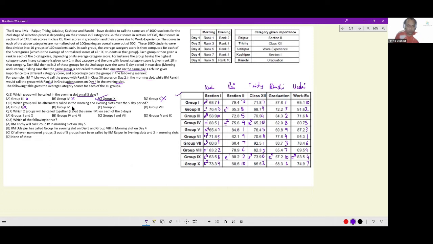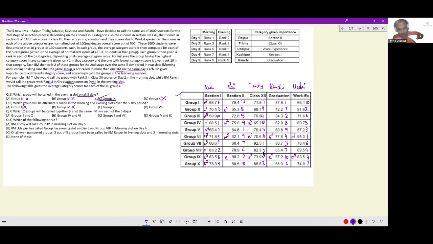So group 4 is also gone. Let's look at group 6. 3 morning, 5 morning, okay. 4 evening, okay. 2 evening, okay. 1 morning, okay. So look at group 6.